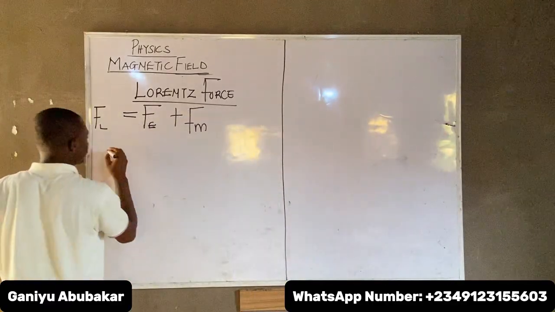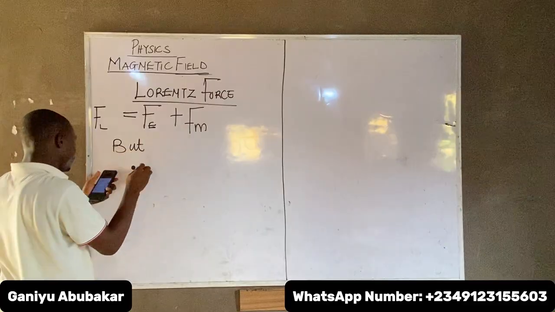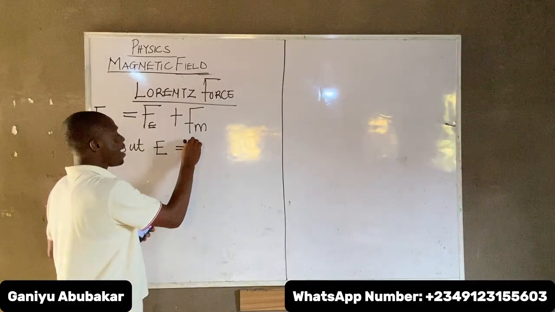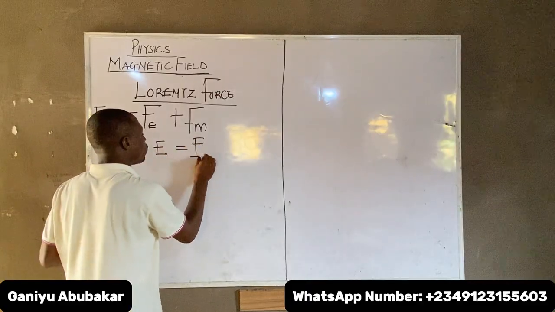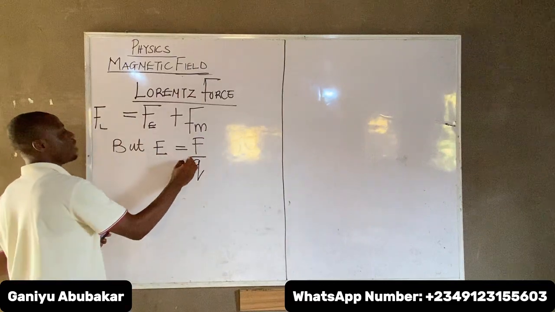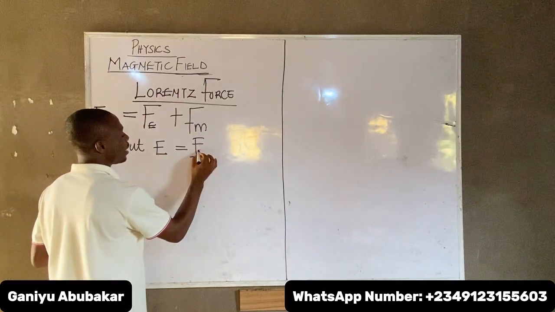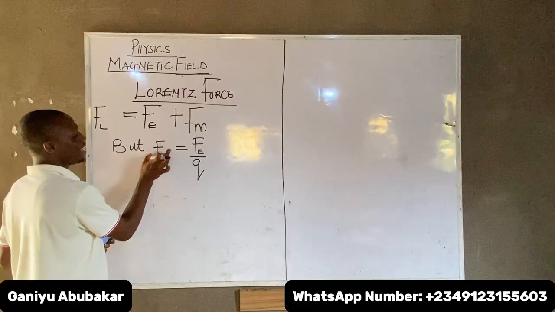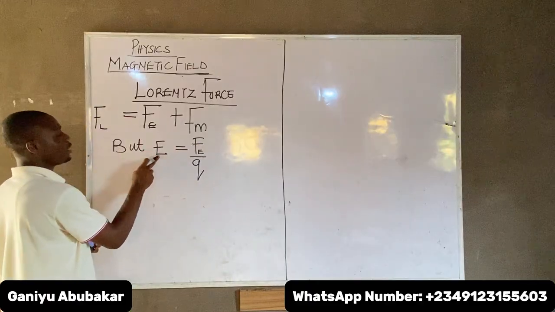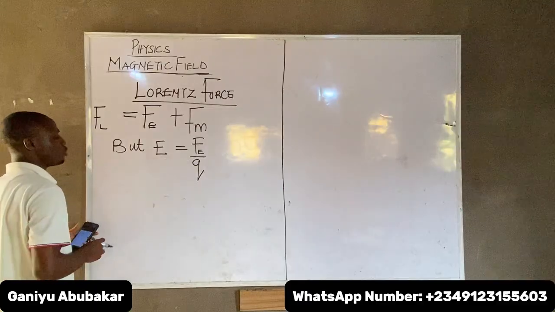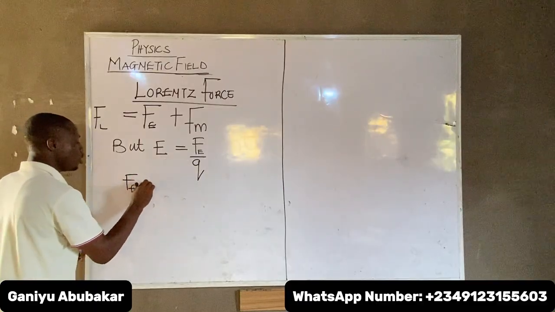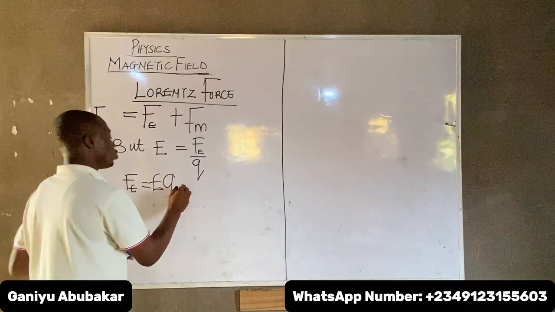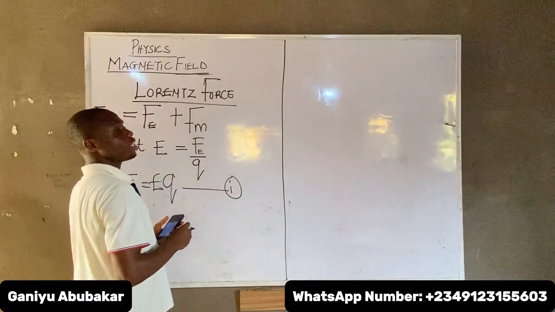But don't forget, we said that electric field intensity E is equal to F over Q. But F here is the electric force Fe, because electric field intensity and electric force go together. So E is equal to Fe over Q. Make Fe the subject, and I have that Fe equals EQ. Call this equation one.